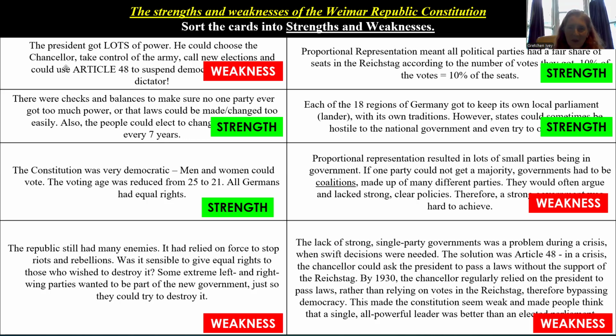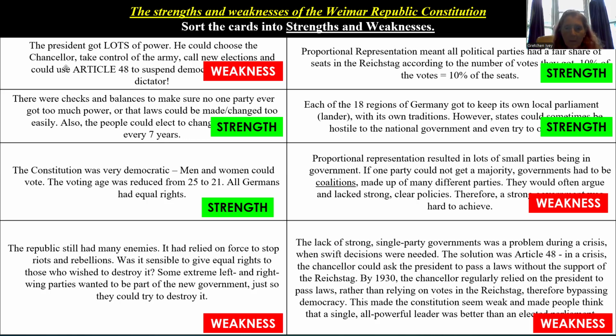Proportional representation resulted in lots of small parties being in government. If one party could not get a majority, governments had to make coalitions. We see this even today in some parliaments, made up of many different parties. They would often argue, lacked strong, clear policy. Therefore, a strong government was hard to achieve, and that's a weakness.